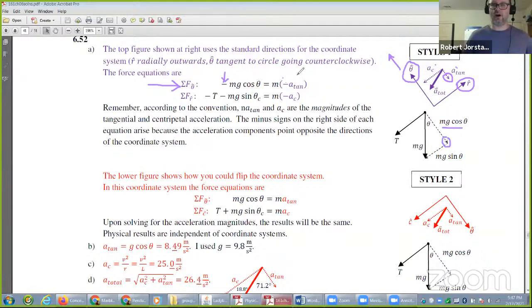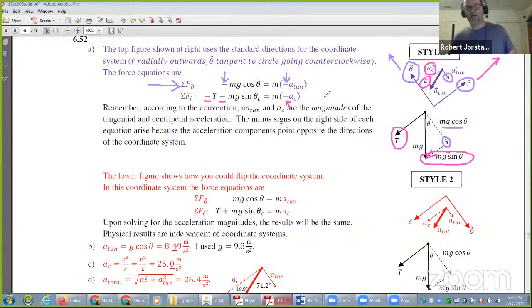I'm going to look at the r hat as well. So notice we said this is positive r hat. So notice this is negative r hat. This component down here is negative r hat because it's going towards the center. So I get a negative sign and a negative sign. And notice AC is also going in the negative r hat. So I get a negative right there.